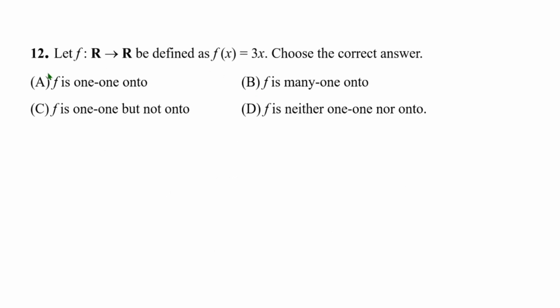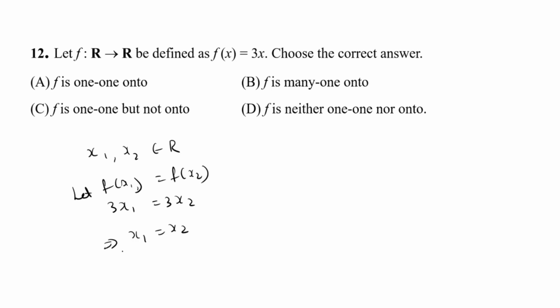Next question. Let f from R to R be defined as f(x) is equal to 3x. Choose the correct answer. So here if we see f is 1 to 1 because when we take x1, x2 belongs to R, f(x1) equal to f(x2), then we get 3x1 equal to 3x2 or x1 is equal to x2. So therefore f is 1 to 1.